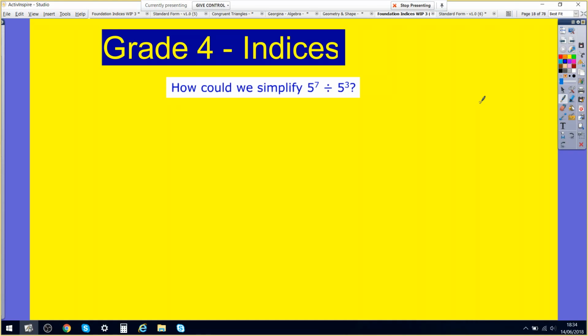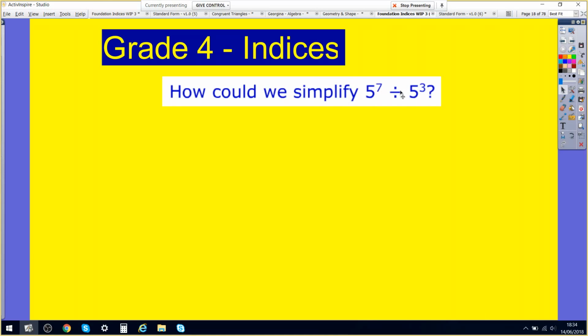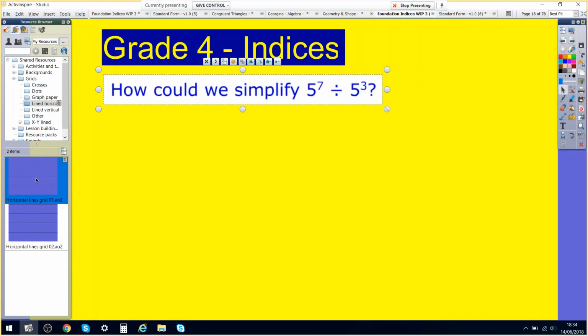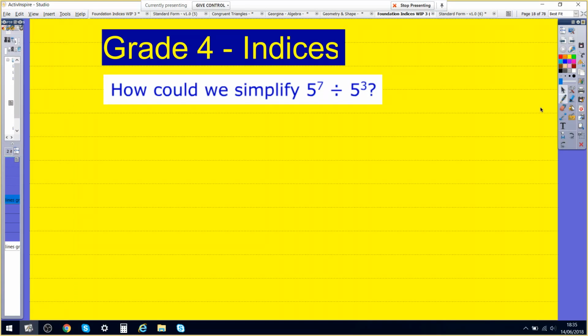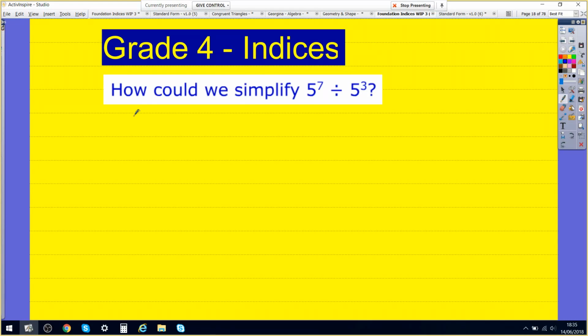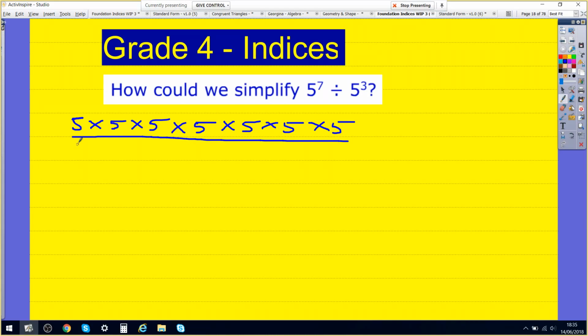Okay, this time it's non-calculator. How would we do a question like this without the calculator, do you think? Because I don't know. We would solve 5 times 5 times 5 times 5. So I don't know what that would be without a calculator, and this is non-calculator. So basically 1, 2, 3, 4, 5, 6, 7 5s on the top. There's 3 5s on the bottom.